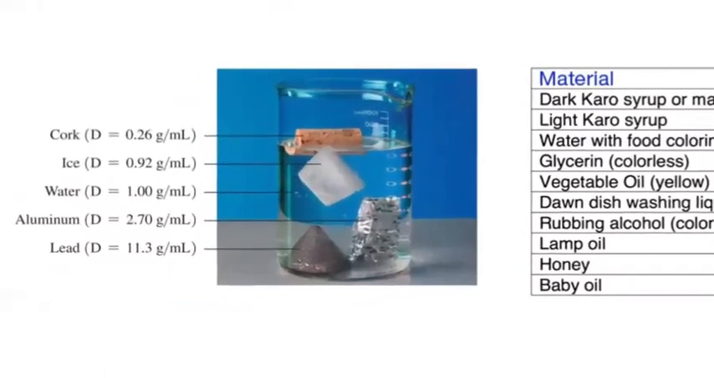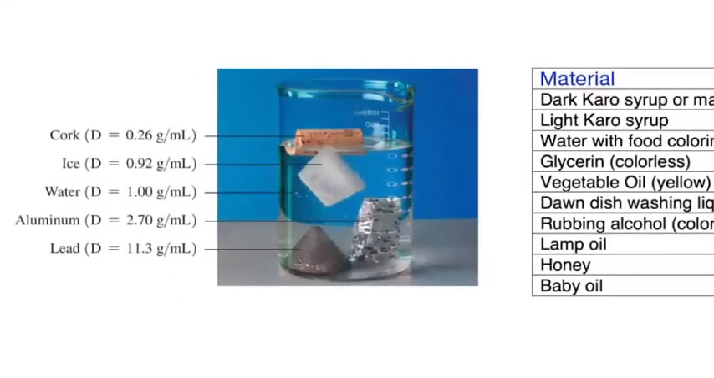We can see here that there are a series of substances sitting in a beaker. We have a cork, ice, water, aluminum, and lead. Since water is in the larger amount, we can compare, based on density, the behaviors of the other substances around water. The cork and ice are less dense than water, and since they are less dense than water, that's why we see them floating. The aluminum and the lead are more dense than water. We can see it in the values. So since they are more dense than water, they're going to sink in the water.